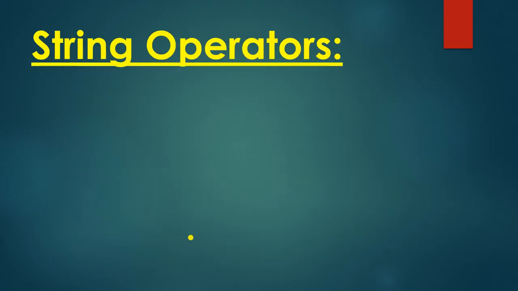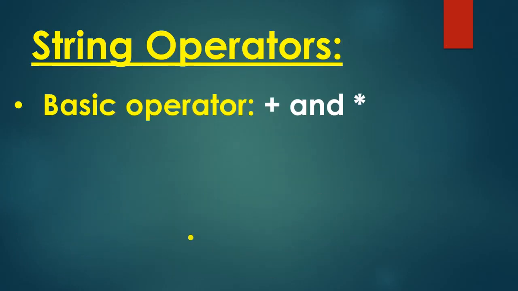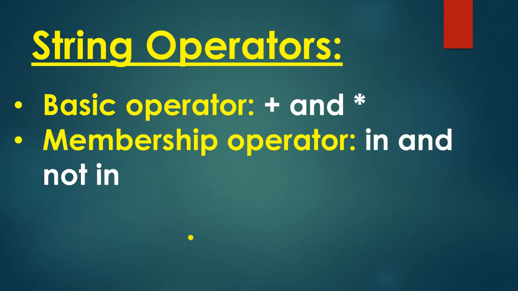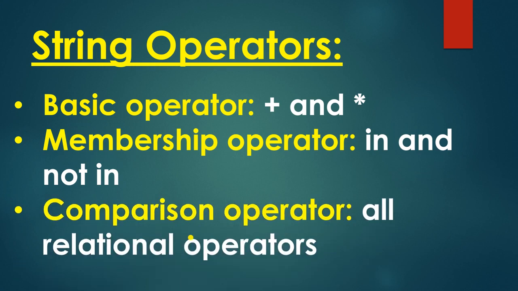Now next is string operators. The first one is the basic operators. In basic operators you have plus and multiplication. Plus is concatenation and the multiplication symbol is known as replication. Next is the membership operators. In this also you have two operators, that is in and not in. Next is comparison operators. In comparison operators, all the relational operators are your comparison operators.